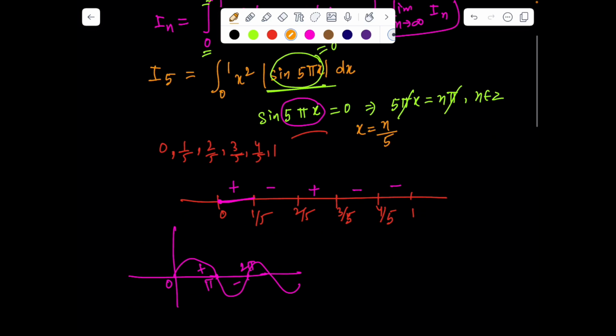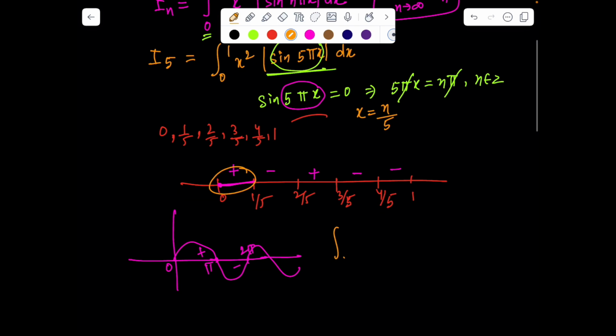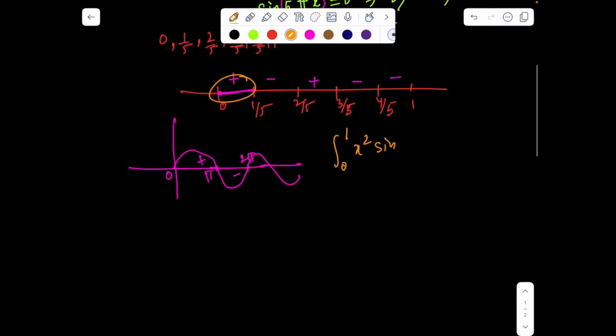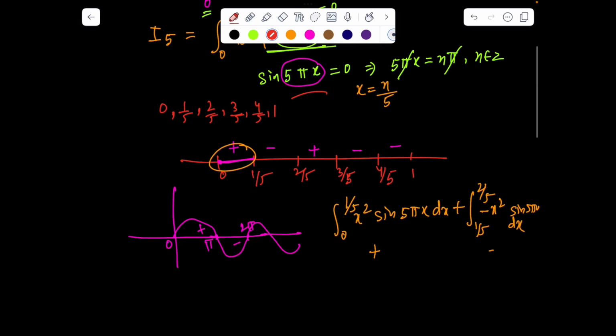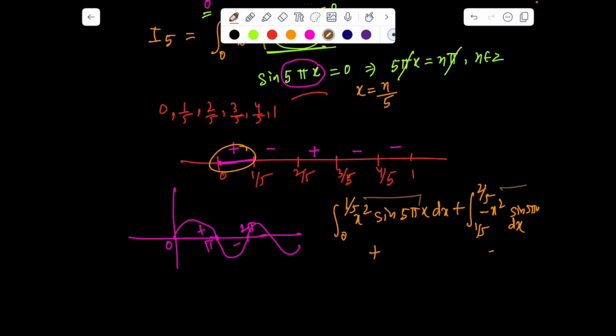It means the integral from 0 to 1 by 5 will open as the same. So I can write it as the integral from 0 to 1 by 5 of x squared sine 5 pi x dx, plus the integral from 1 by 5 to 2 by 5 of x squared, and that will open as minus sine 5 pi x dx. Again we'll have plus, minus, plus, and so on. So this is the fundamental meaning of the question, which we can now integrate term by term.